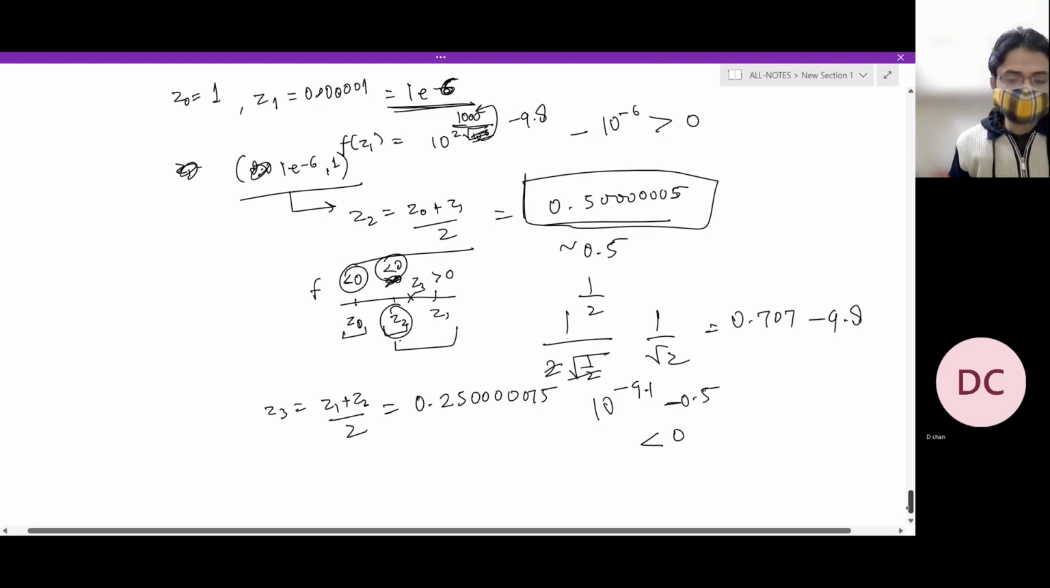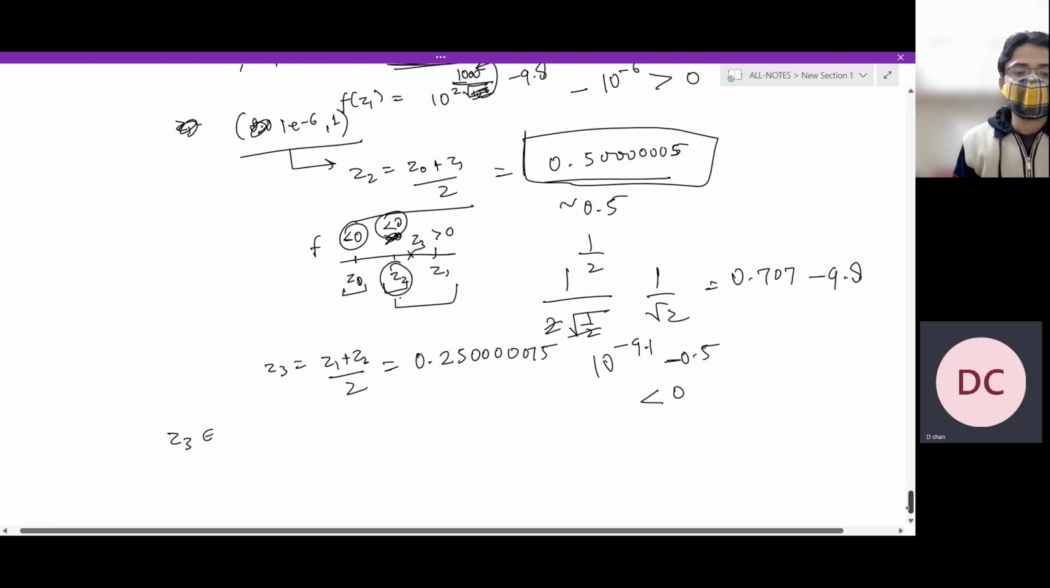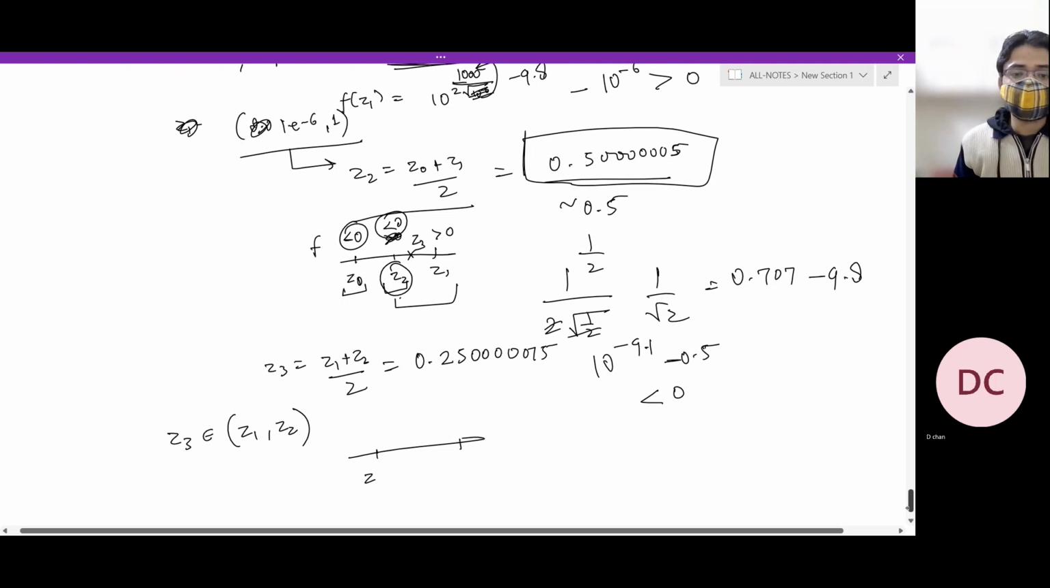And now you need to do a similar exercise again. You know that Z3 was an element of Z1 and Z2. So you have the same bisection similarity again, that you've got Z2 here, Z1 here. Z2 is less than Z1, sorry.